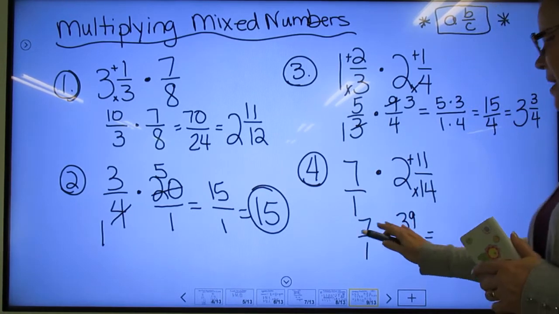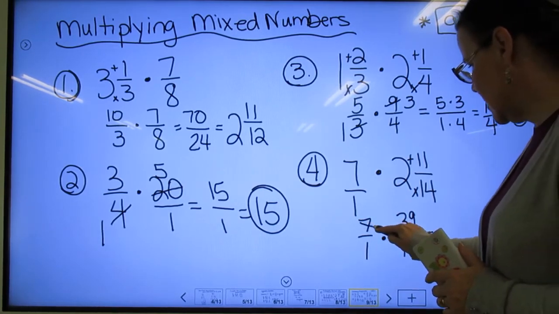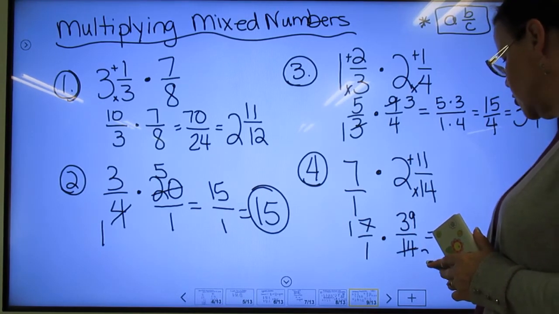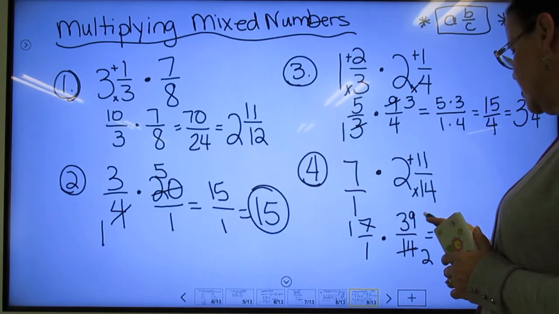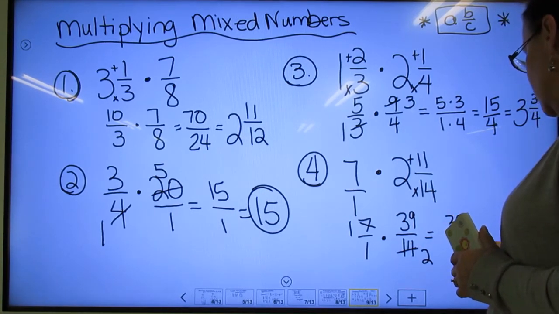And then I'm not doing 7 times 39, people. That's why you cross reduce, right? 7 into 7 is 1, and 7 into 14 is 2. 1 times 39 is 39. 1 times 2 is 2.